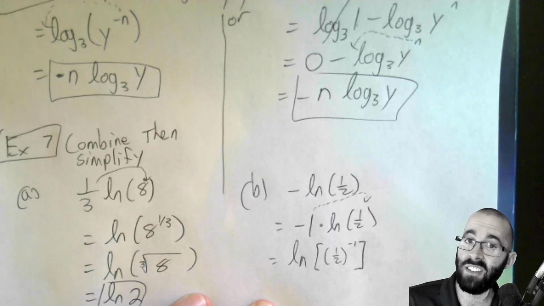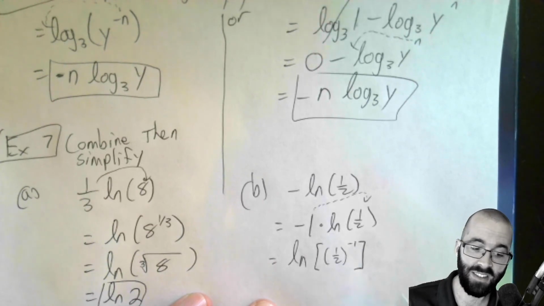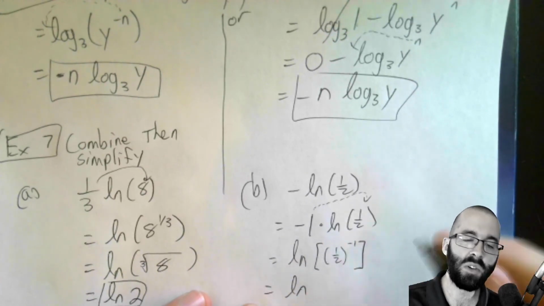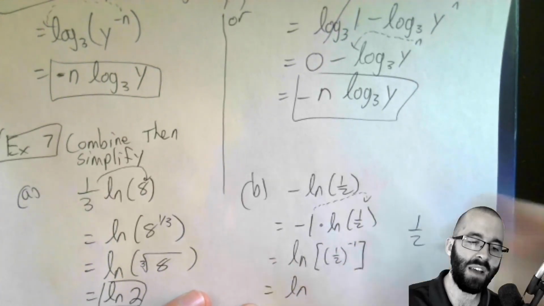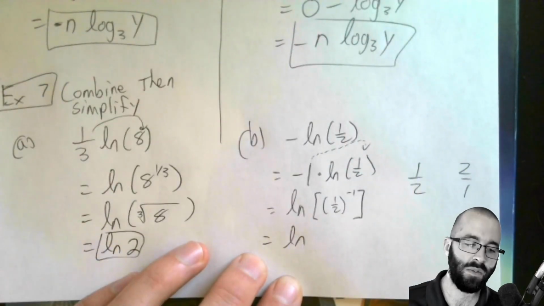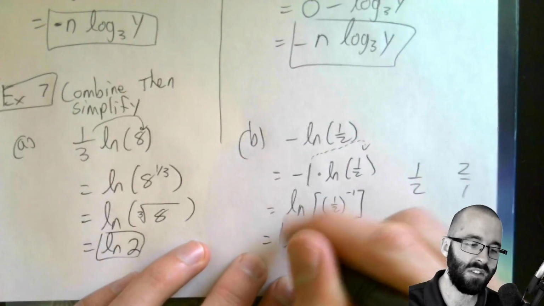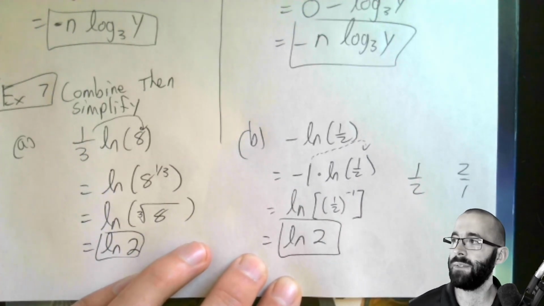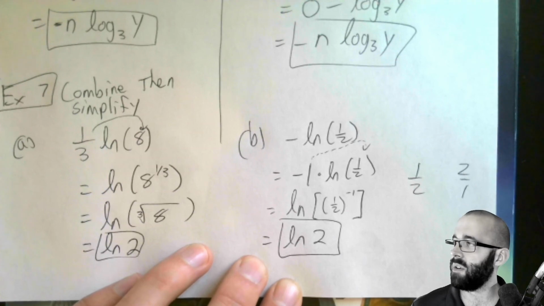And remember that negative exponents mean reciprocal. What's the reciprocal of 1/2? Well, if you flip 1/2 upside down, you get 2/1, which is just 2. So this is something else that simplifies to the natural log of 2. All right. And that's the power rule.